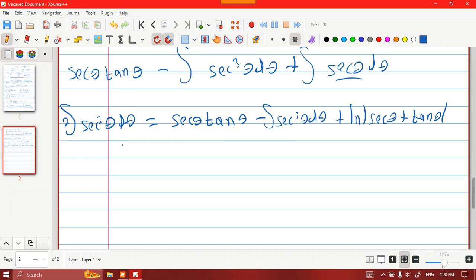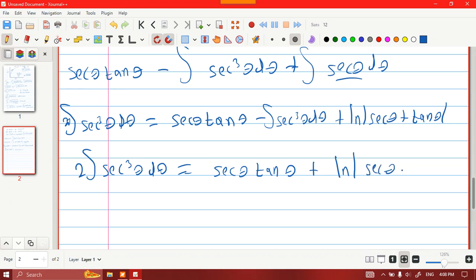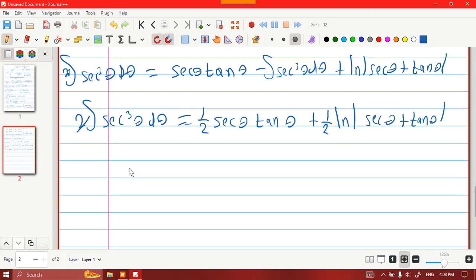will yield 2 secant cube theta d theta will be equal to, what? Secant theta tangent theta plus ln secant theta plus tangent theta, divided by 2, the whole expression by 2. Okay, this will go. Now yielding this expression, this is the integration answer, this is the expression of dL.